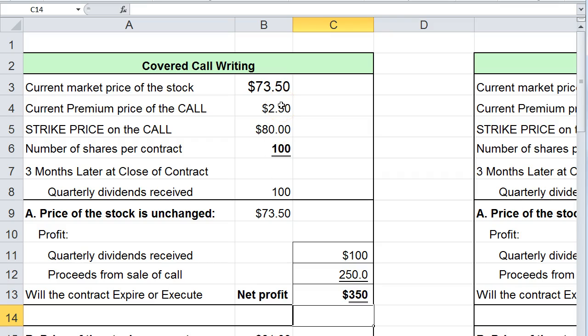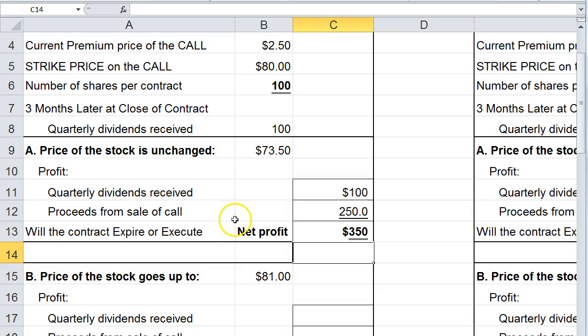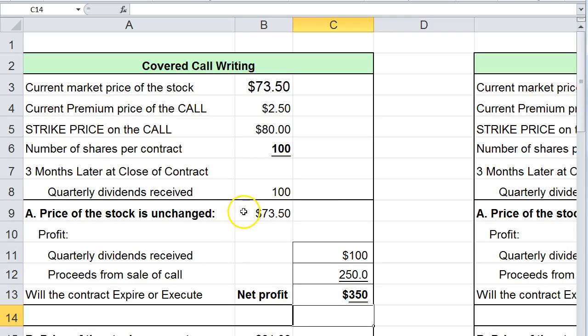Remember, we're writing covered calls, which means we're creating the call contract and selling it to somebody else to earn the premium, which is different than buying a call. There are two sides: the call writer and the person who's going to buy the contract. Right here, we're the person writing and selling the contract. So let me move on.